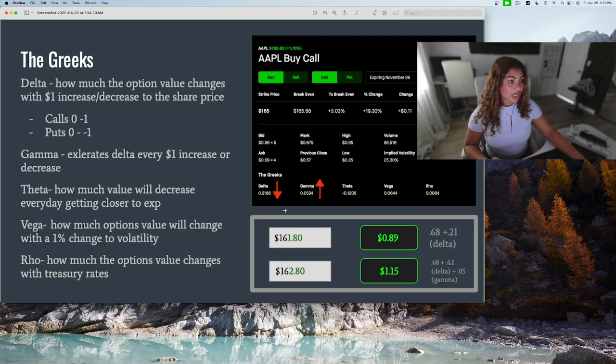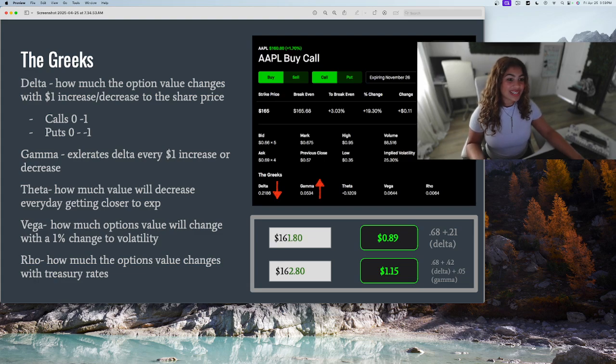The further in the money your contract goes, the delta will go up. Okay, I have the arrows mixed up because the screenshot just saved weird. So further in the money, the delta is going to go up. The further in the money, the gamma is going to go down. So it's an opposite. Delta up, gamma down, the more in the money it is. When it's out of the money, the delta is going down and the gamma will be going up. Make sense? And I will show you guys some examples of this as soon as I finish explaining this. So if Apple goes to 162.80, the contract price is going to go up to $1.15.